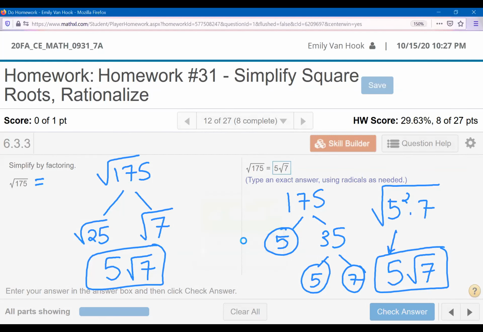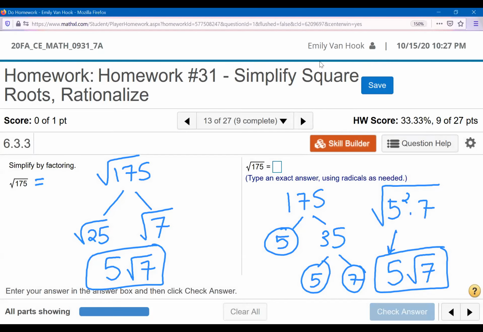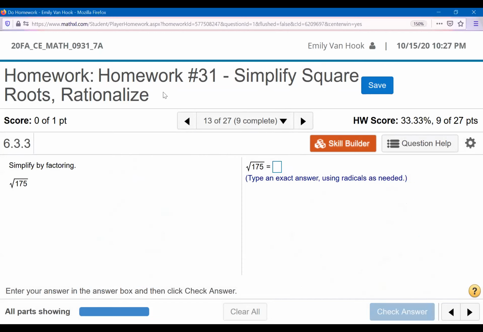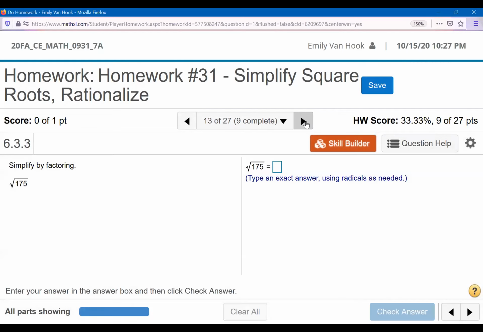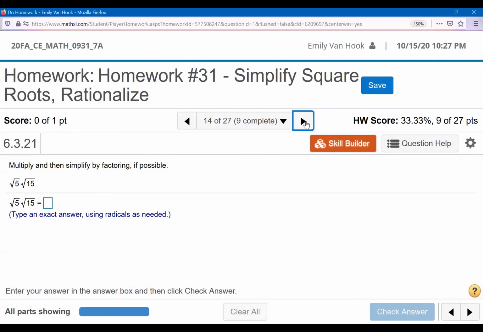Oh, and number 13 is literally the same number. That is weird that that just happened. Yep, it's a repeat of the same question. Well, great. Okay, so I'll just move on to 14.